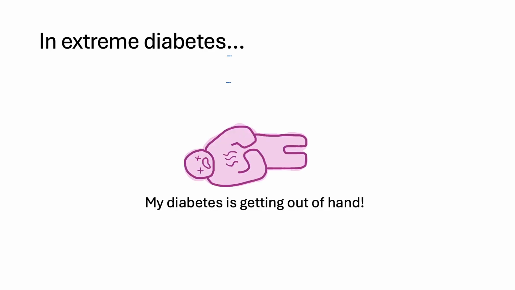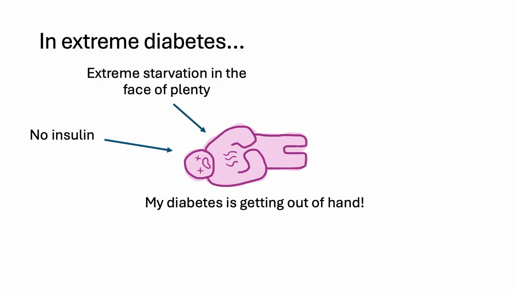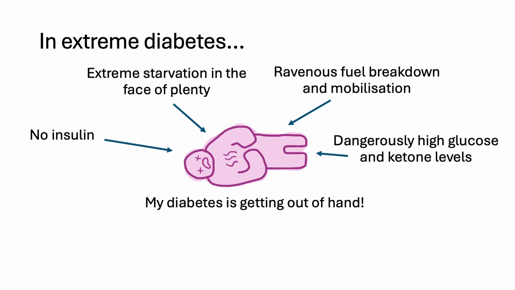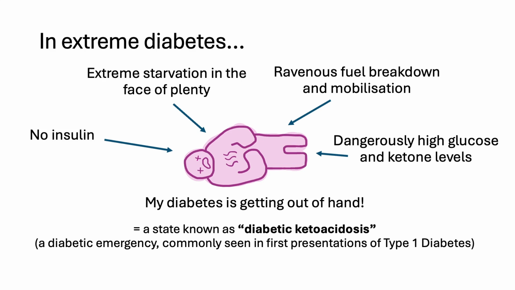So in extreme diabetes, what happens? Well, this person's diabetes is getting out of hand. They have no insulin. They're experiencing extreme starvation in the face of plenty. They are ravenously breaking down fuel and mobilizing fuel. And this is leading to a dangerously high level of glucose and ketones. And this is a state known as diabetic ketoacidosis.